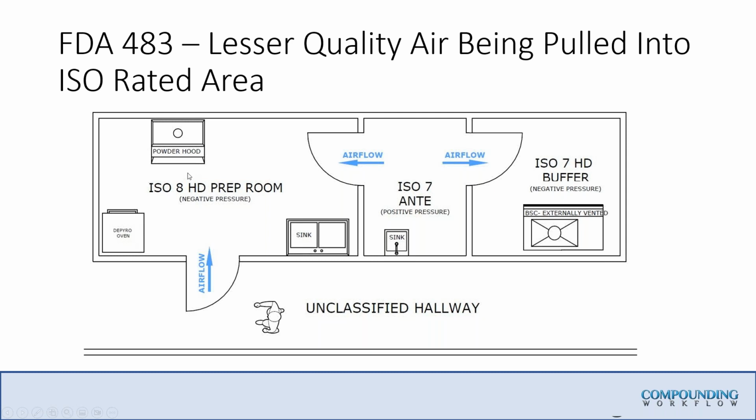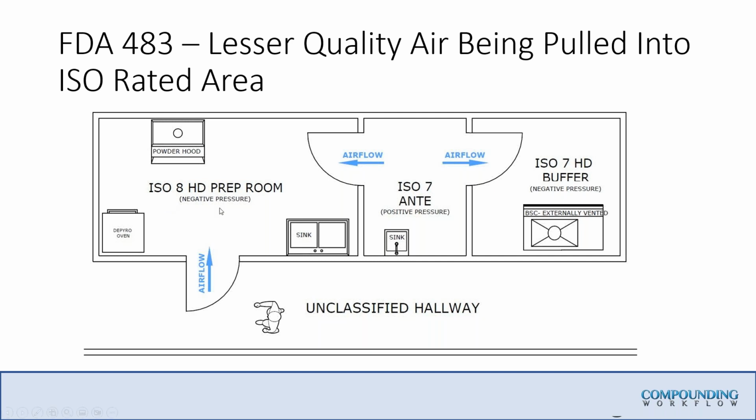Again, USP 797 says that I can actually have a room for pre-sterilization weighing activity as ISO 8 or better, and that's what I've done. But now I'm pulling unclassified air into a negatively pressured ISO-rated space. The FDA will probably consider that an insanitary condition.